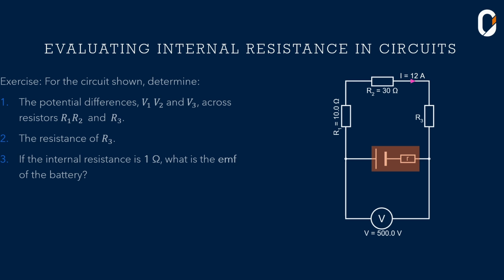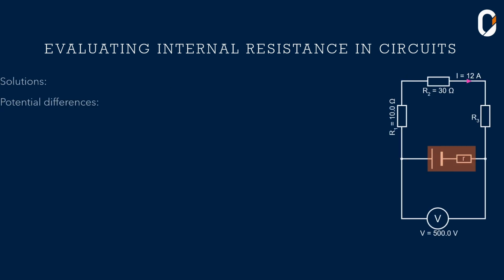For the circuit shown, determine first the potential differences V1, V2, and V3 across resistors R1, R2, and R3. Second, the resistance of R3. And lastly, if the internal resistance is 1 ohm, what is the electromotive force of the battery? Let's solve it.